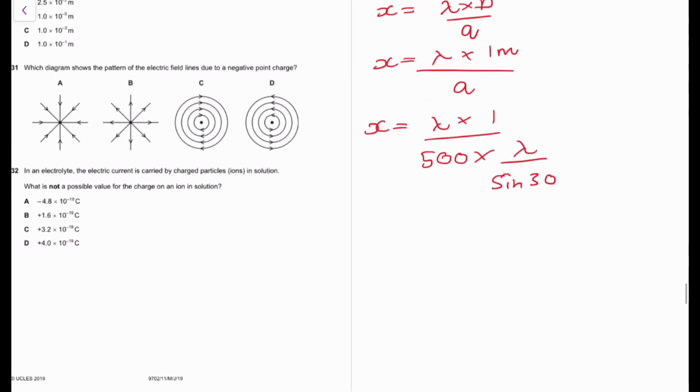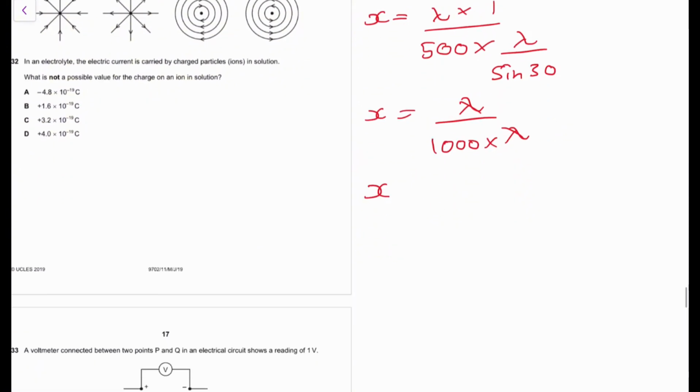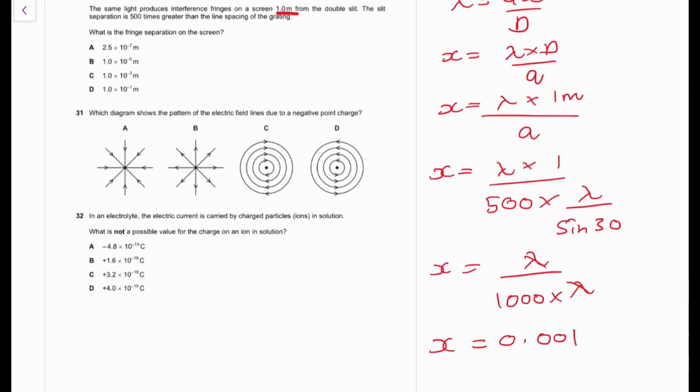So the value of x is basically equivalent to λ divided by 500 times λ over sin 30. Since sin 30 is 0.5, we get 1,000 multiplied by λ, and the λ's cancel out. So the value of x is basically going to be 1/1,000, which is 0.001, and this is in meters.